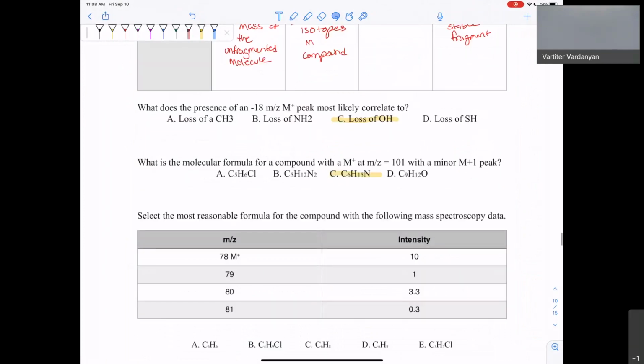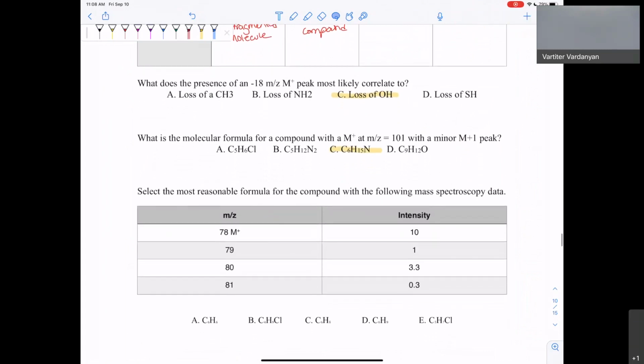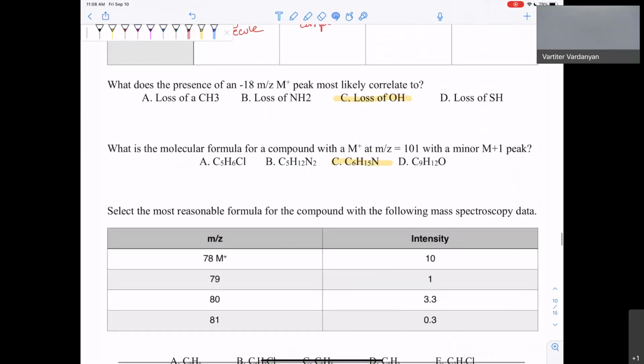To recap, because we were kind of rushing last time, what does the presence of a minus 18 or minus 17 peak correlate to? And why could it be either 17 or 18? Exactly, because the OH can either leave as an OH or it can snatch a hydrogen and take it with it.